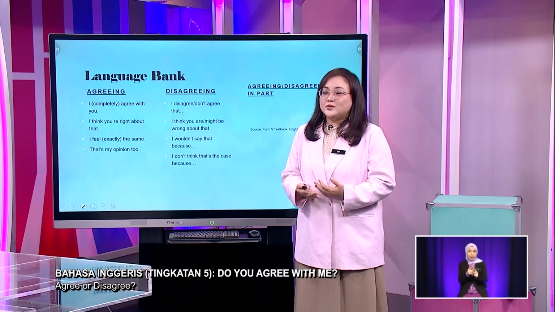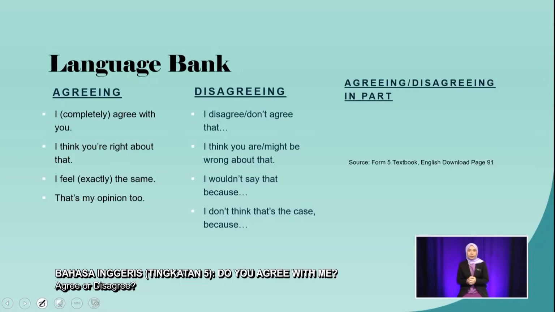If you do not agree with them, maybe you can say, I disagree or I don't really agree with you because I think that, okay? Or you can say, I think you are wrong about that, or you might be wrong about that, and then you provide your reason why. You can use the third one, like, I wouldn't say that because, and then you give your explanation. Remember, we need to explain to other people if we do not agree with them. And then, I don't think that's the case because, and then you provide your reason as well, like why do you think so?